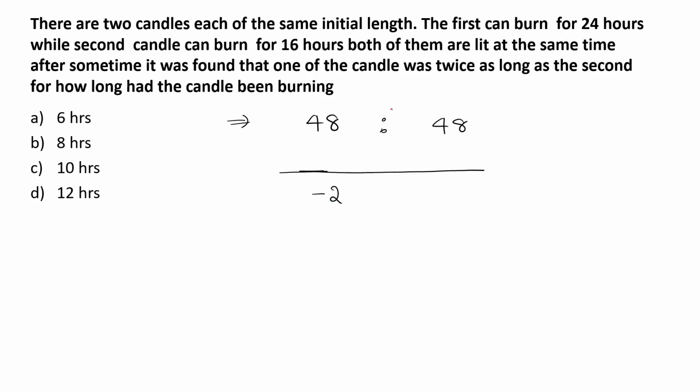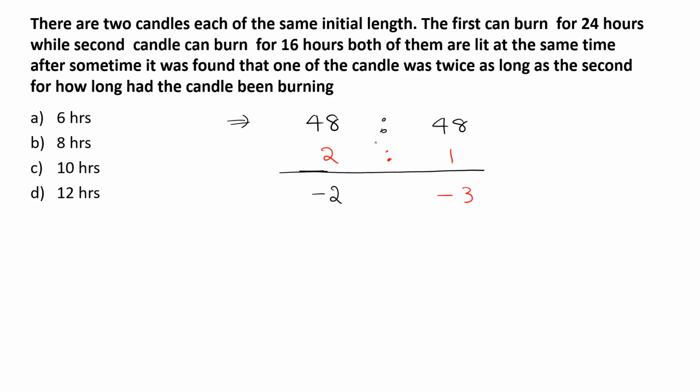And the consumption rate of the second candle would be 3 units per hour. After some time, the length of the first became twice as long as the second. That means the ratio became 2:1. Just observe here, this candle is burning at the lower rate, so the length of this candle would remain longer than the other candle which is burning at the higher rate.